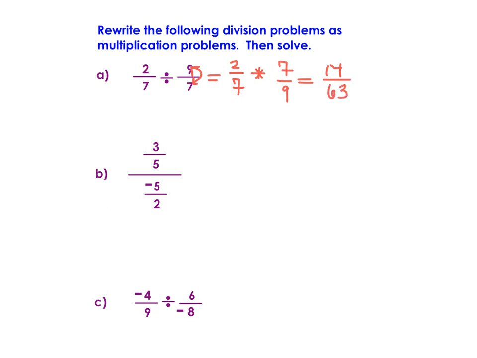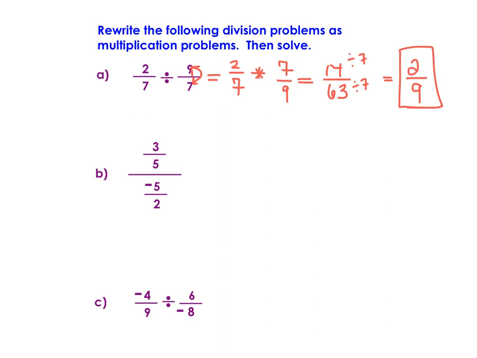And then from here, I know that this is divisible by 7, as is this one. 14 divided by 7 is 2. 63 divided by 7 is 9. And that's fully simplified in my final answer.